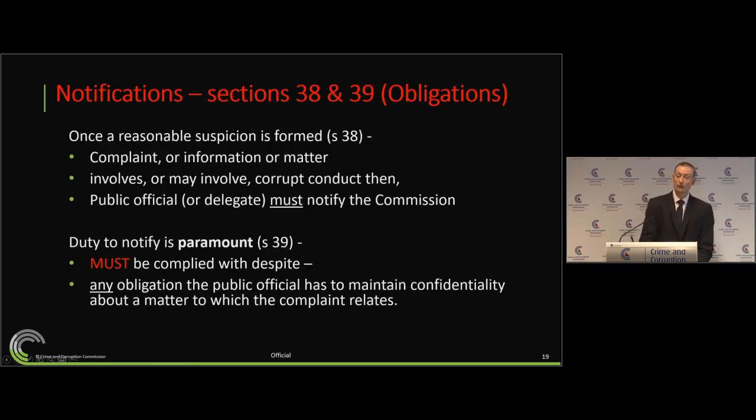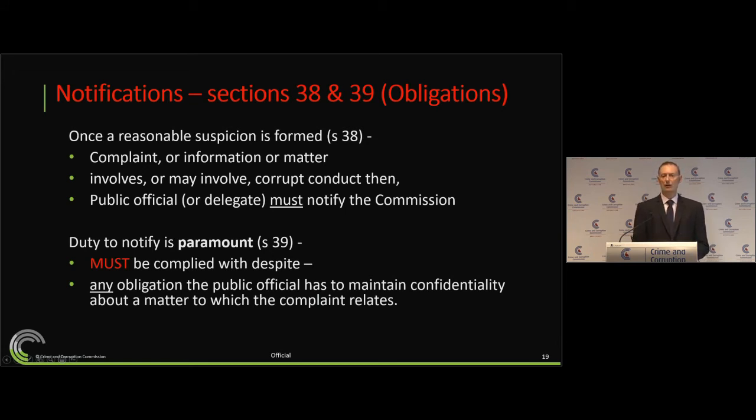The next slide is really your obligations. Once you do have that reasonable suspicion, you have an obligation to report it to us. One of the things that we find across the board with all UPAs is they think, oh, we'll just hang on and get a little bit more, a little bit more, and a little bit more. As you will see there under Section 39, your obligations to report to us are paramount.